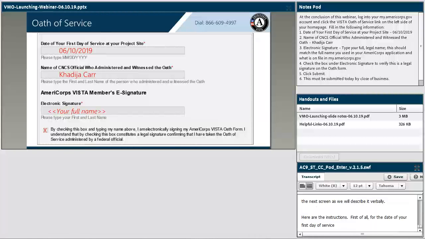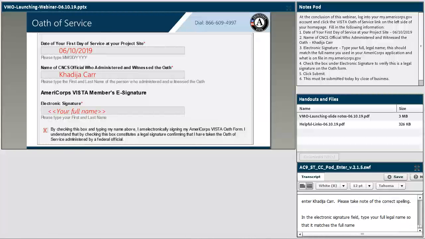All right, so here are the instructions. First of all, for the date of your first day of service at your project site, you will enter today's date, which is June 10th, 2019. And for the name of the CNCS official who administered and witnessed the oath, you will enter Khadija Carr. And you see her name is spelled there, Khadija Carr. Please take note of the correct spelling to ensure that you type this in the oath form correctly.